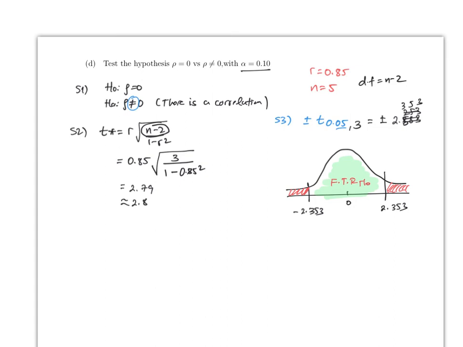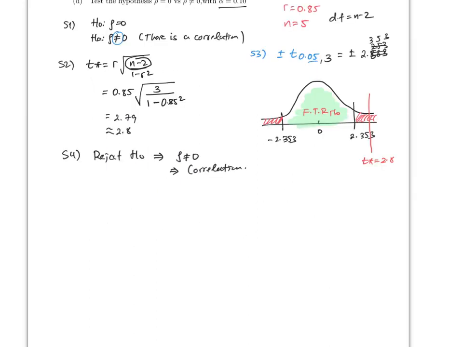All right. So then is 2.8 in the rejection region? And the answer is yes, right? So 2.8 is here. So T star is equal to 2.8. So therefore the conclusion is to reject H0, which means that the alternative is true. So in that case, that means that rho is not equal to 0, which implies that there is a correlation. Okay, and that's it for the rejection region method.